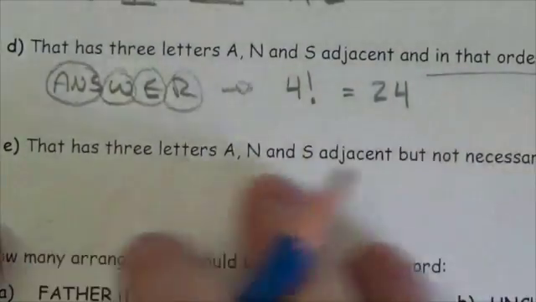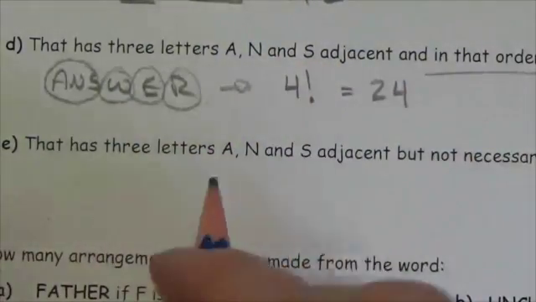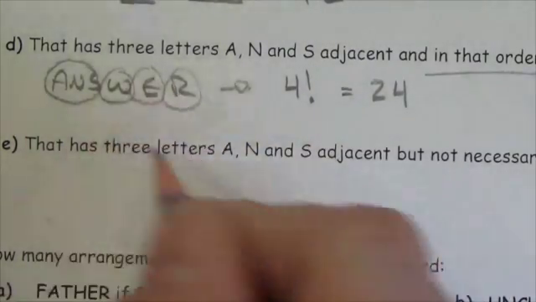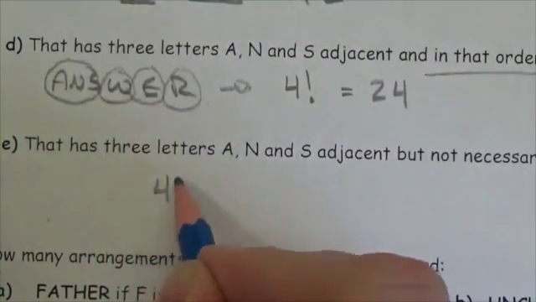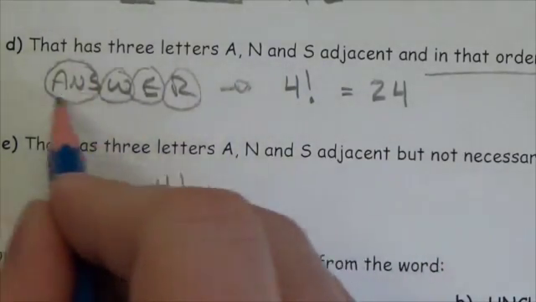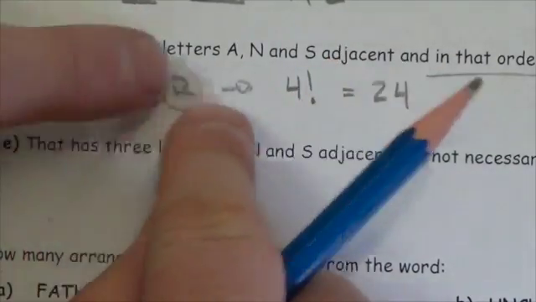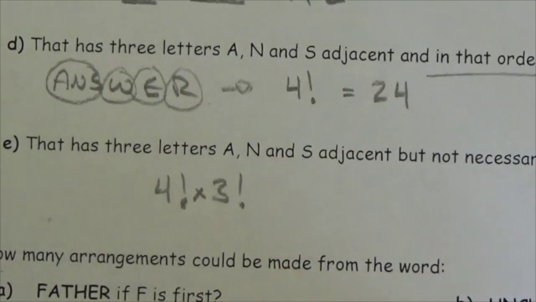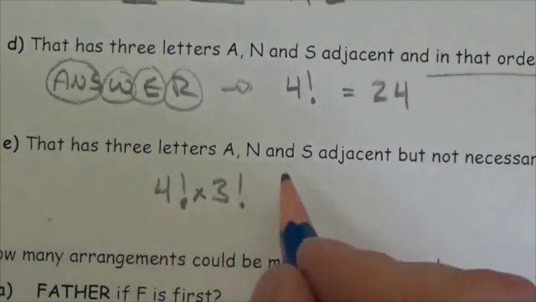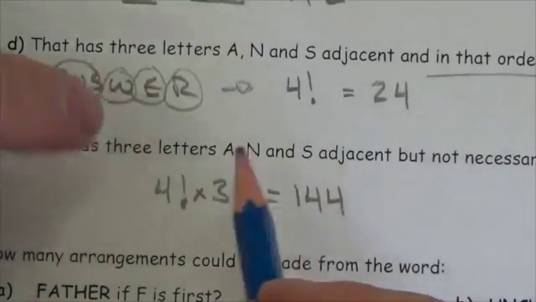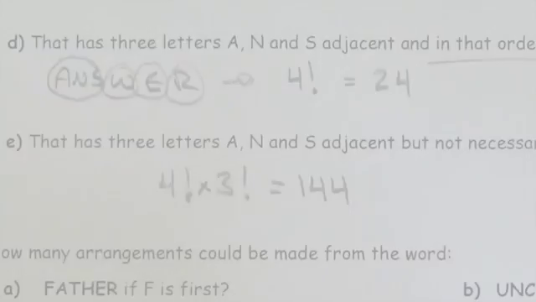Now the next question, and I'm going to just make sure that we can see this here. The next question says that the letters A and S are adjacent, but they're not necessarily in that order. So we're still keeping them together as a group. So there are still 4 factorial ways of permuting that group. But I'm going to multiply this now by the number of ways that that group all on its own, no matter where you put it, can be organized, in 3 factorial different ways. Okay, so now we're going to multiply that together, and that gives us 144 different permutations where the letters A and S are together, but not necessarily in that order.